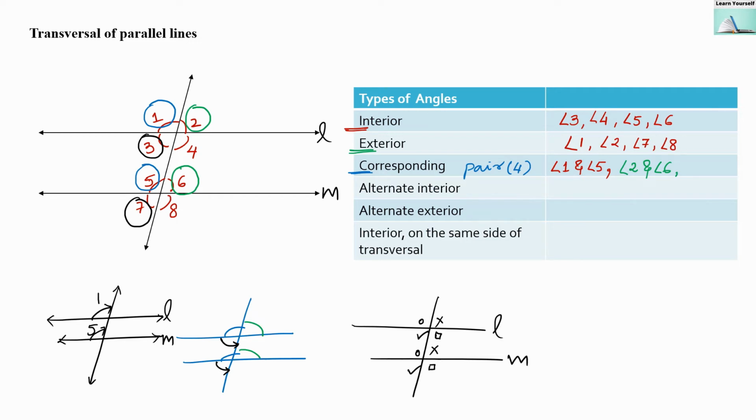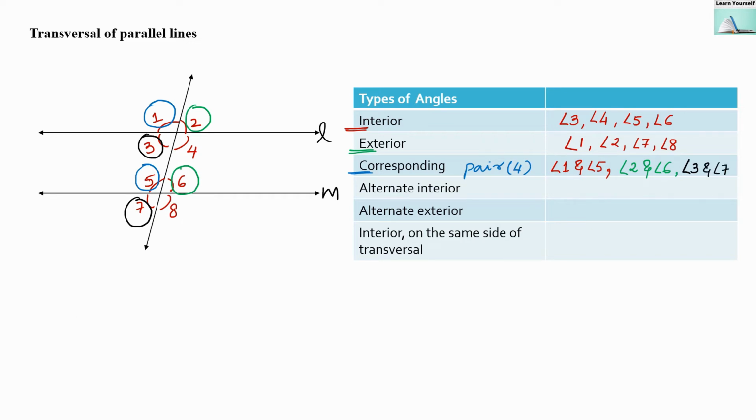So the third pair of corresponding angles we got here is angle 3 and angle 7. For the last pair of corresponding angles, angle 4 and angle 8.